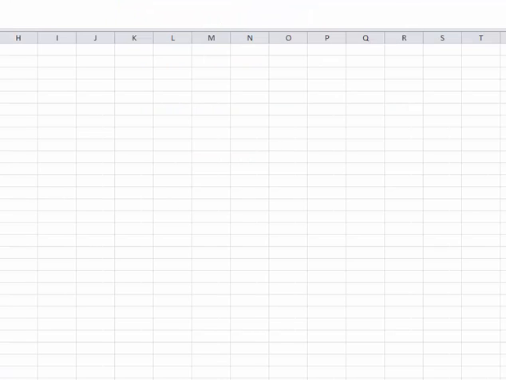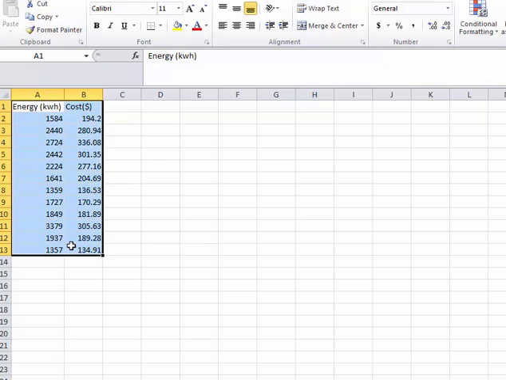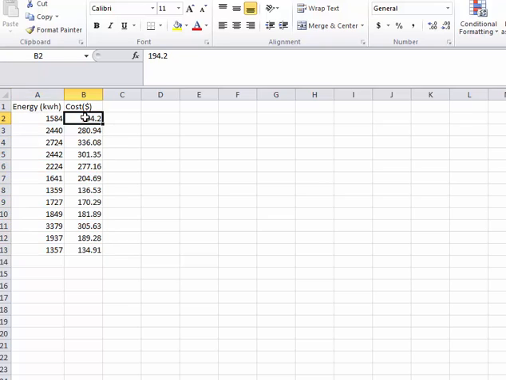So now we're in Excel, and you can see the data that we're using is energy and cost, and what we're trying to do with our linear regression is determine what the relationship is between them. And we have 12 different data points, so a different energy use and cost for each month of the year.